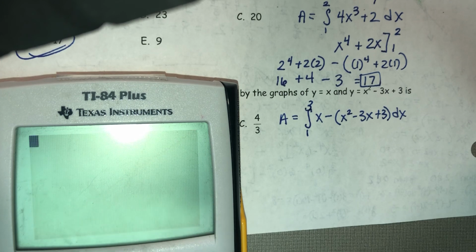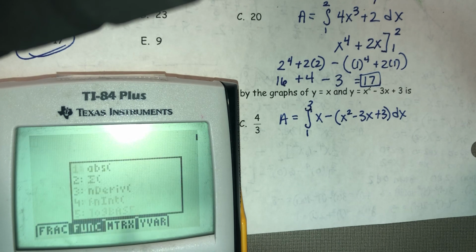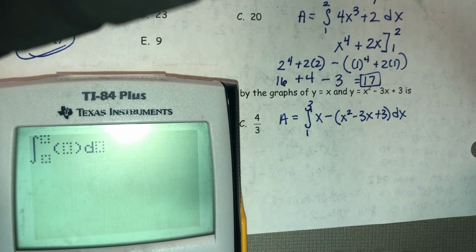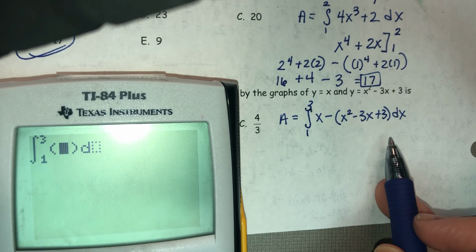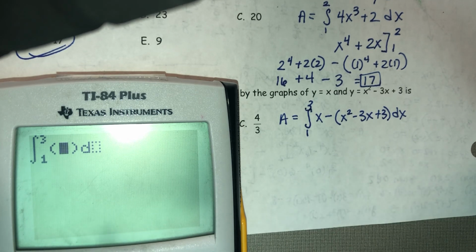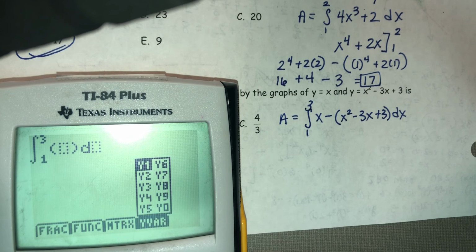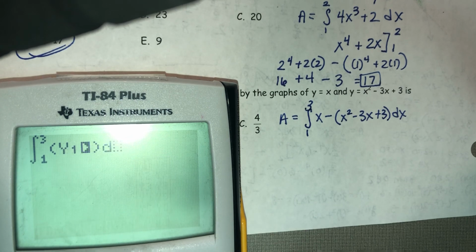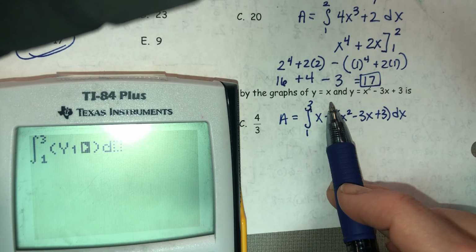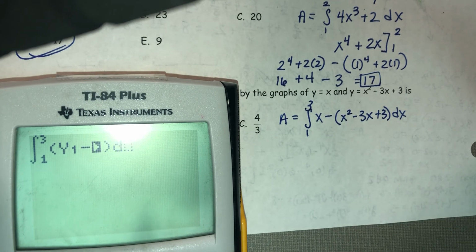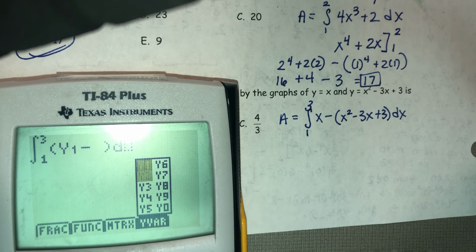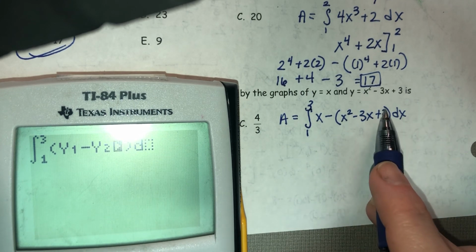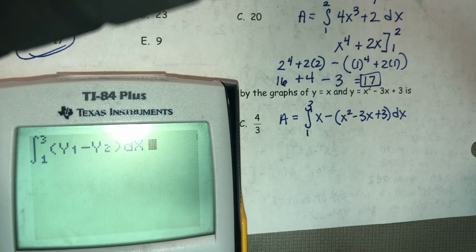So I'm going to go back to my home screen, and I'm going to go alpha window number 4 for function integration. The lower limit is 1, the upper limit is 3. Now I could type this in, or because I've already got them typed in, I can go alpha trace y1, because I put the y equals x in y1, minus alpha trace y2, because I put that quadratic in y2, dx.